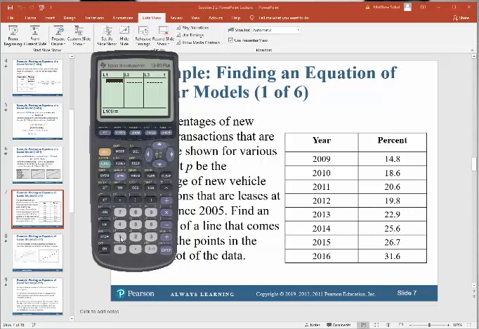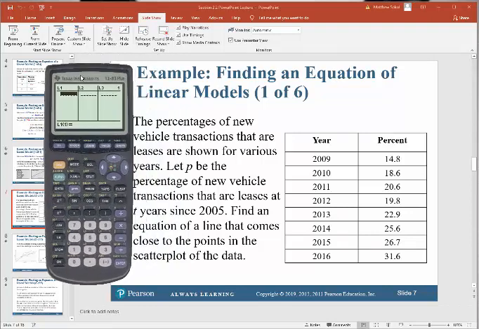And you should see something like this in your calculator. And this is incredibly important. You should see L1 up here and L2 up here. L1 is always going to get the independent variable. Well, the independent variable in this case is the T variable. So T is years since 2005. So 2009 is 4 years, 2010 is 5 years, 2011 is 6 years, 2012 is 7 years, 2013, excuse me, is 8 years, 2014 is 9 years, 2015 is 10 years, and 2016 is 11 years.